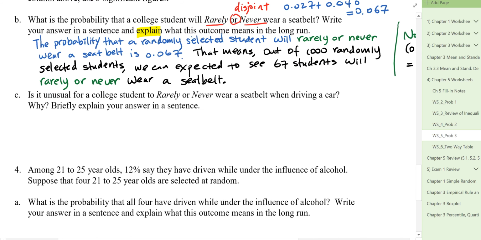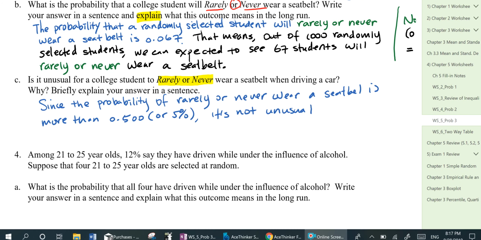Is it unusual for a college student to rarely or never wear a seatbelt when driving a car? Let's explain that. Generally speaking, an event is considered unusual if its probability is under 5%. In this case, our probability of rarely or never is 0.067. That is more than 5%. So therefore, it's not considered unusual. And again, when considering whether it's unusual or not, we need to think in terms of the context or the application of the problem. Let's look at number 4.